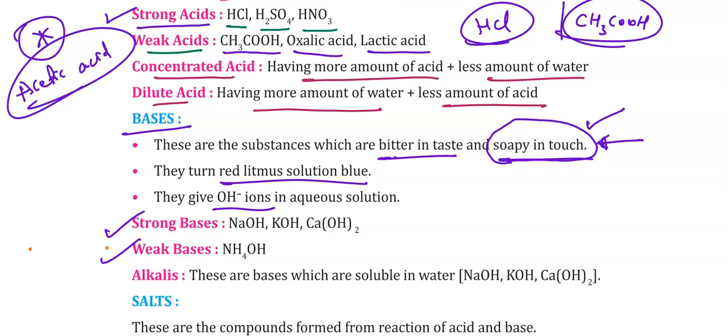Now coming back to the strong base, the strong bases are sodium hydroxide NaOH, potassium hydroxide KOH, calcium hydroxide Ca(OH)2. Understood? And the weak base is NH4OH, that is ammonium hydroxide. If they ask you which is the strong base, then you should say sodium hydroxide. Which is the weak base, then you should say ammonium hydroxide.